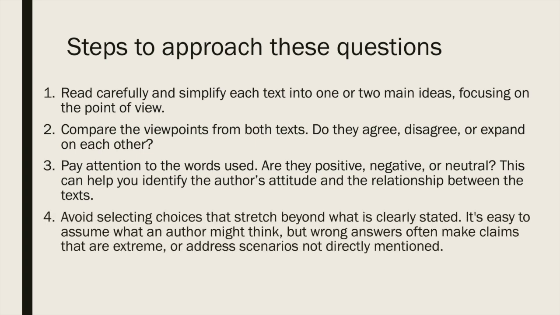And this is also a really important point, that when you look through the answer choices, try not to look at the choices that stretch beyond what is clearly stated, because it's quite easy to sometimes assume what the author might think based on what they've said in the text, or to expand upon an idea that they've already talked about. But wrong answers often make claims that are extreme, or address scenarios that are not directly mentioned in the text. So they may seem correct, but because they're not directly mentioned, we can't know that for sure, and therefore they are the wrong answer to these types of questions.